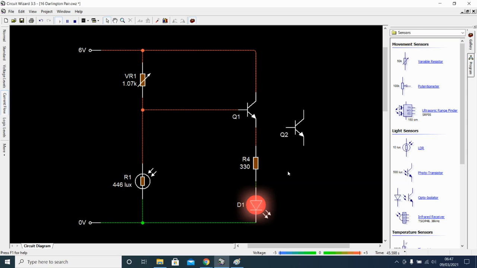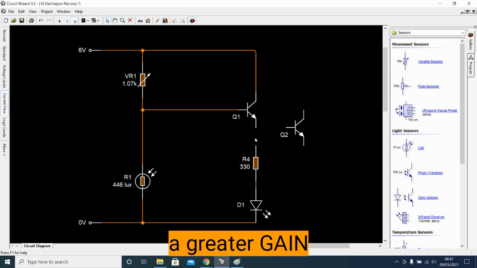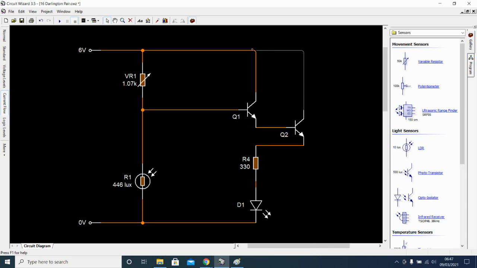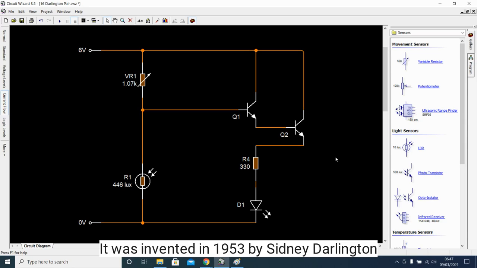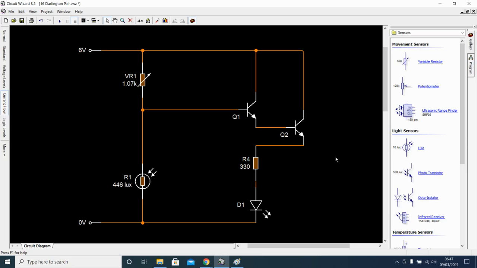Now, what if we had two transistors together? Well, we would do that if we wanted even greater current out. So two transistors together is very common. We call this a Darlington pair, after some person called Darlington who invented this, and it gives us a massive increase in gain on our emitter.